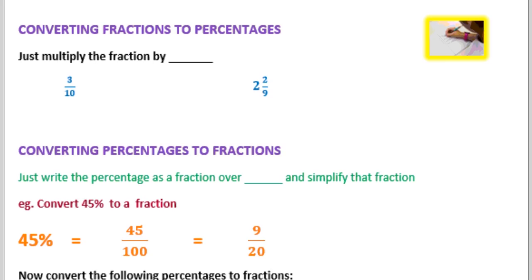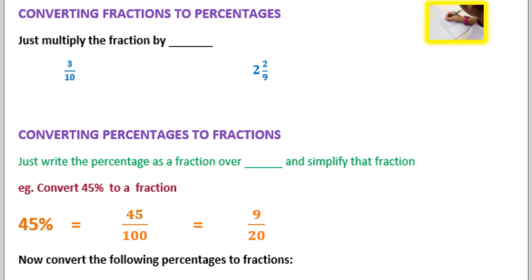So for you to visualize it. Converting fractions to percents, that's what we want to know now. So we just multiply the fraction by, because fractions are out of, 100. So multiply the fraction by 100. That's what we want to do.